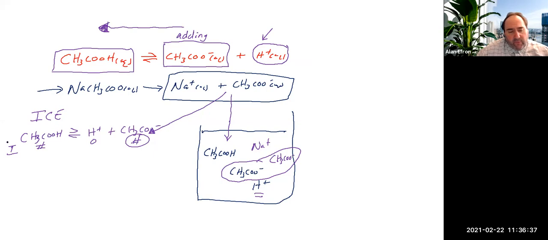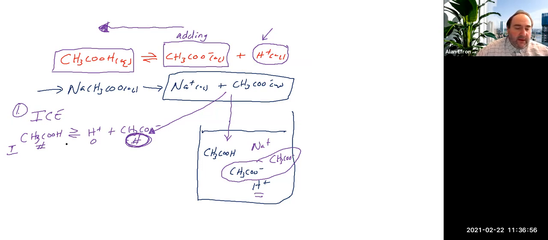So that's one approach you could do with these problems. Basically treat them just like a regular Ka problem. The main difference though is you have to have that number on the right-hand side for the initial. Otherwise, you're not doing the common ion problem. You're really just doing the weak acid problem by itself.